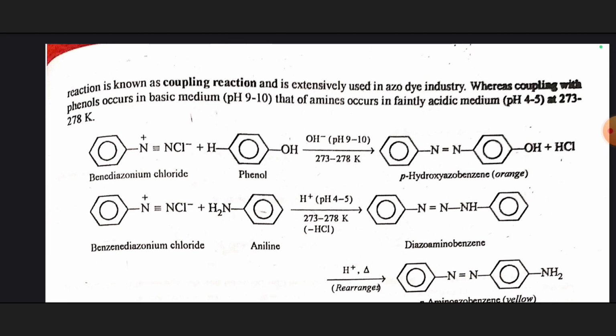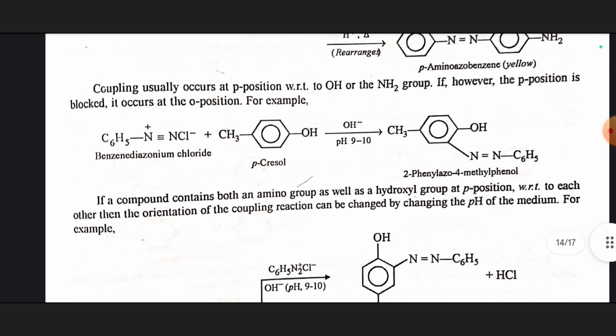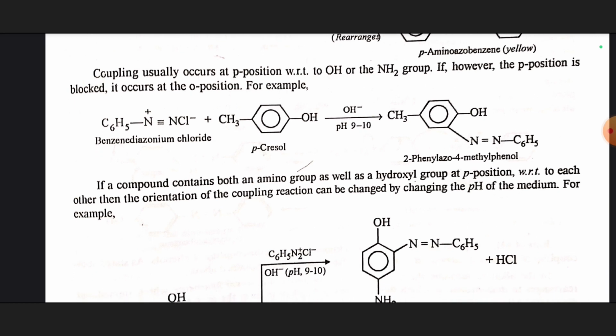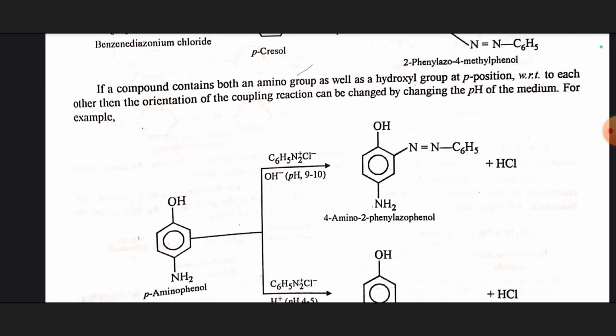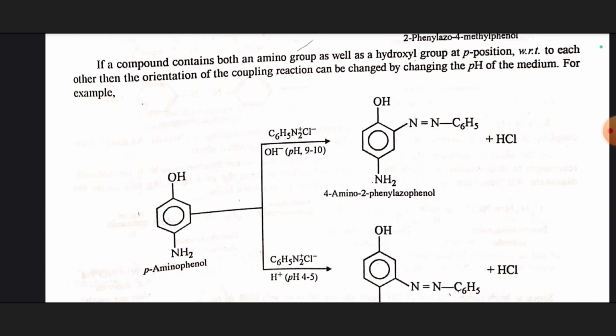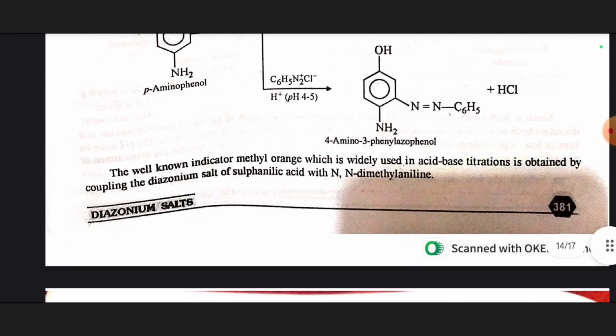Whereas coupling with phenol occurs in basic medium, that of amines occurs in faintly acidic medium at 273 to 278 Kelvin. Coupling usually occurs at para position with respect to the OH or the NH2 group. If, however, the para position is blocked, it occurs at the ortho position. If a compound contains both an amino group as well as a hydroxyl group at para position with respect to each other, then the orientation of the coupling reaction can be changed by changing the pH of the medium.